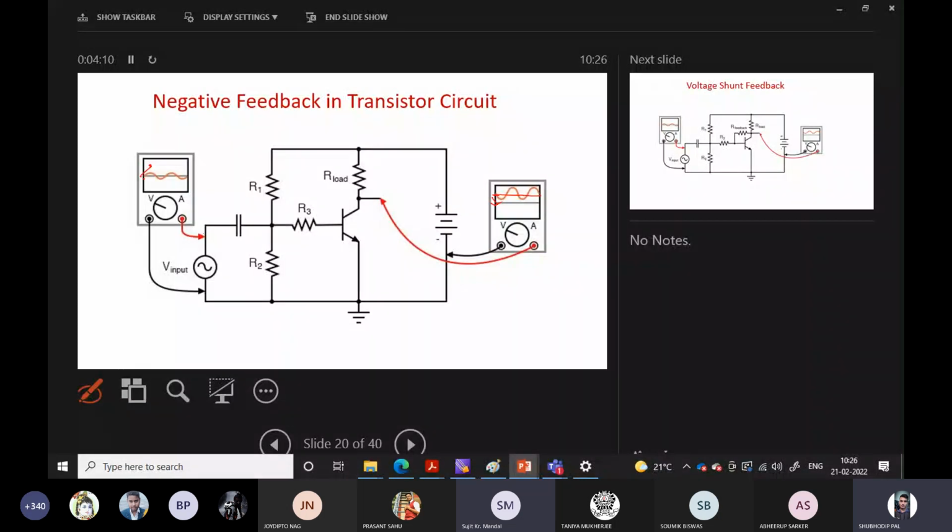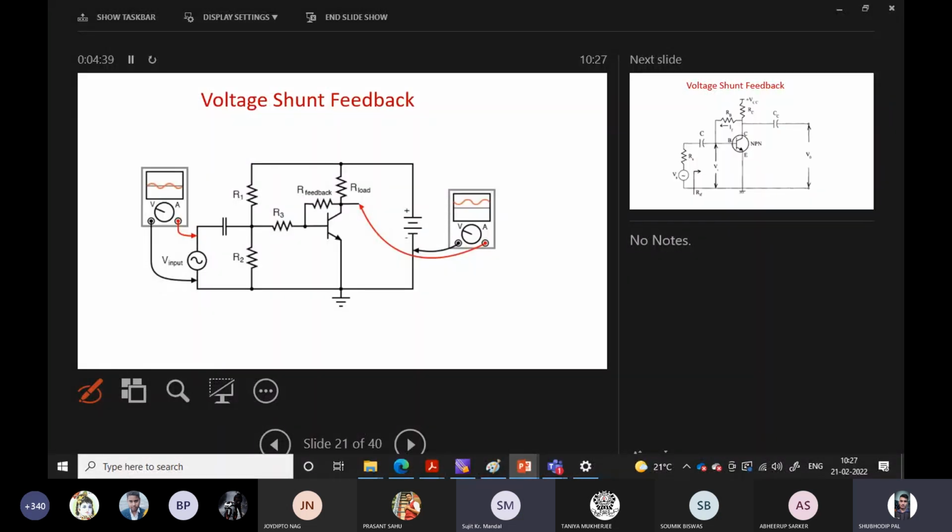Now, this indicates that if by some means the output is connected to the input for feedback purposes, then that will give negative feedback. Why? As you can see, one is increasing and the other is decreasing. That means the overall effect will decrease the input voltage. So that is the basic idea. Now how it is applied in a practical circuit, you can see here.